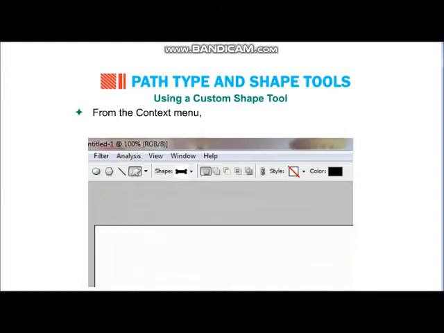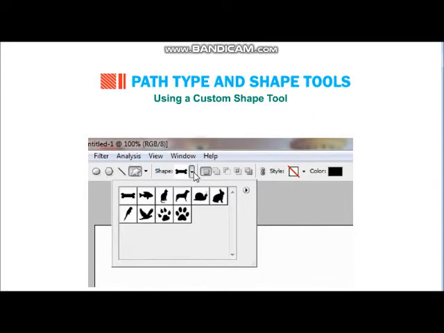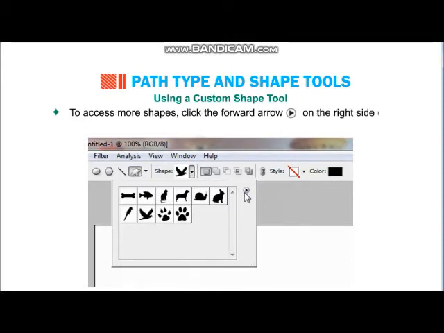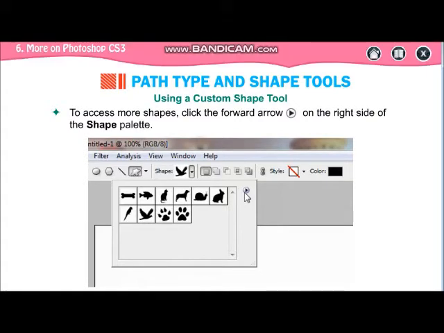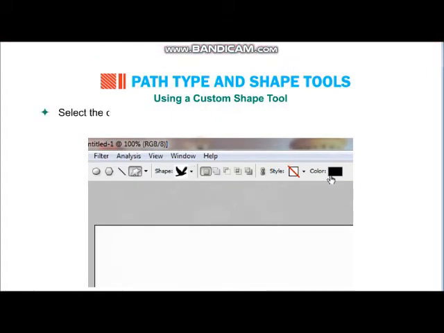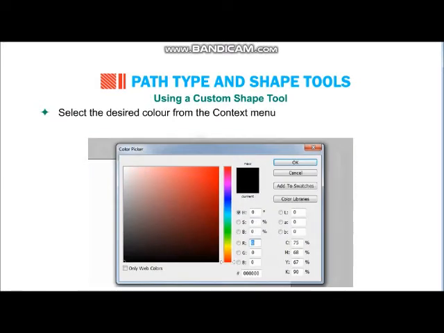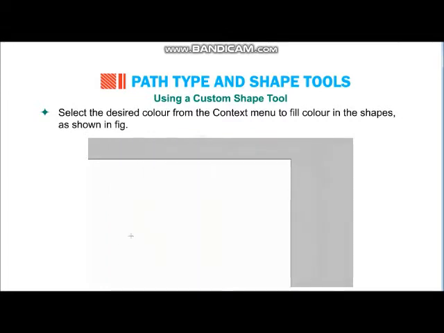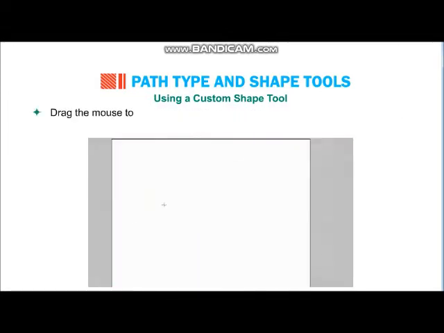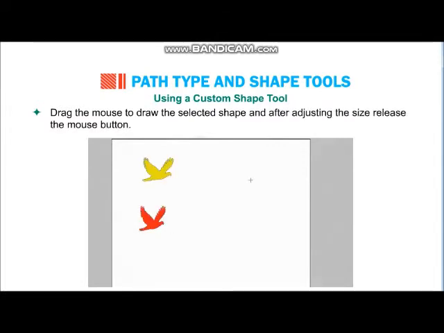From the context menu, click the drop-down arrow of Shape. Select the required shape, for example, bird. To access more shapes, click the forward arrow on the right side of the shape palette. Select the desired color from the context menu to fill color in the shapes as shown in figure. Drag the mouse to draw the selected shape and after adjusting the size, release the mouse button.